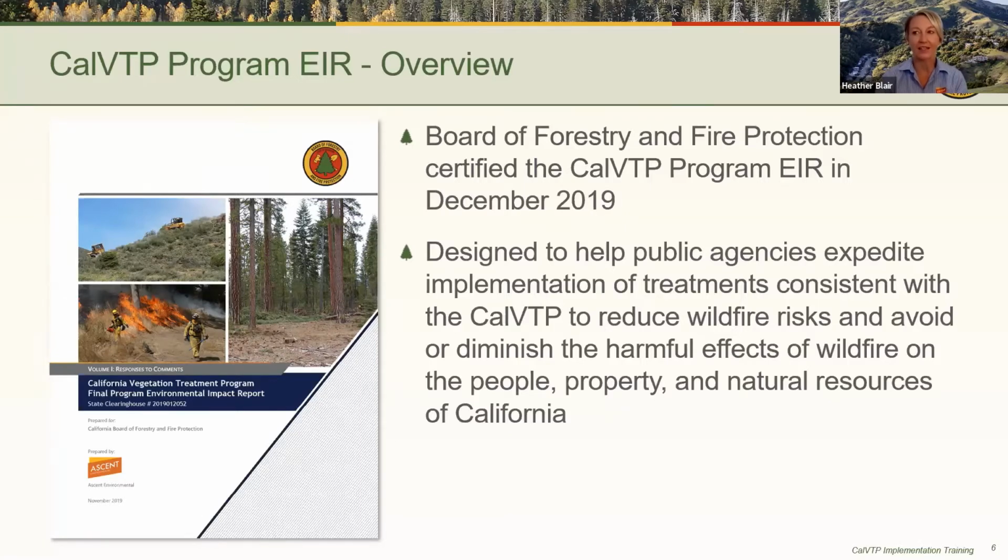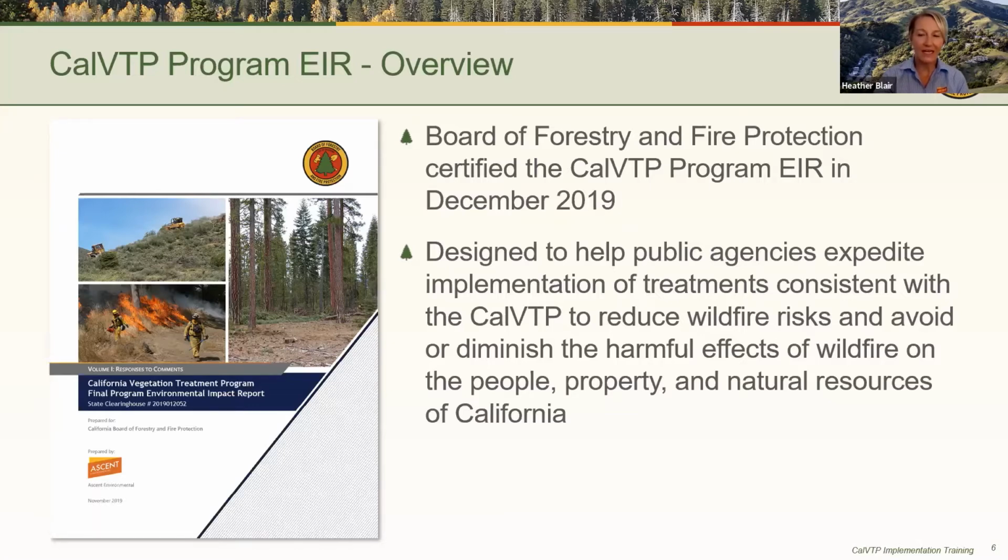The CalVTP Program EIR is designed to help public agencies streamline CEQA review in order to expedite implementation of treatments that are consistent with the CalVTP to reduce wildfire risk and the harmful effects of wildfire on people, property, and natural resources in California.